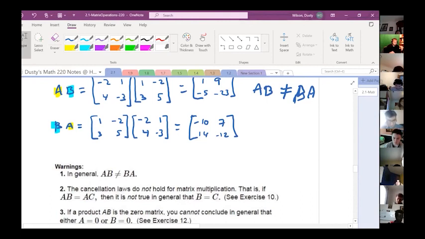Also, the cancellation laws do not hold for matrix multiplication. Think about the number of things that you've done in algebra where you'd say, oh, I've got A times B equals A times C, and you're like, well, then that must mean that B equals C. Yeah, that's not going to hold up. It just doesn't work here. Let's see how that plays out in this example.